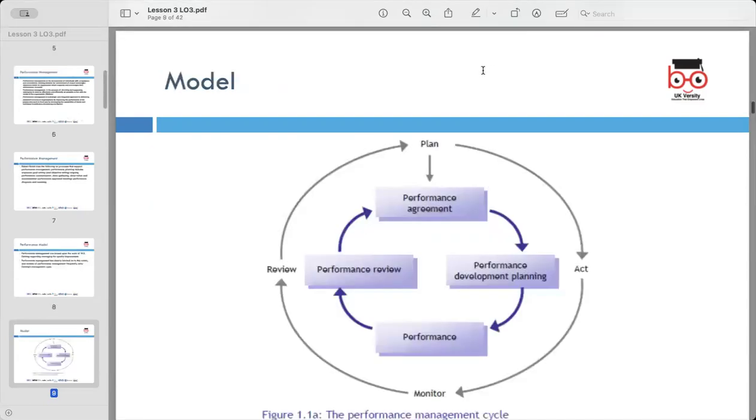Okay, so next one is the performance model. You can see plan, act, monitor, and then review. So performance agreement, development planning, performance monitoring, and then performance review.